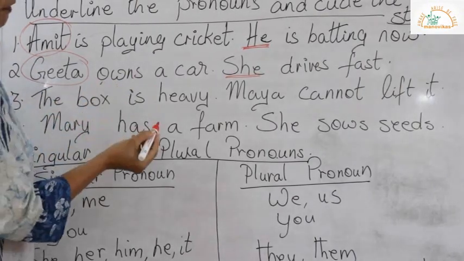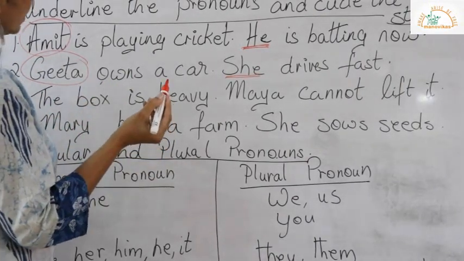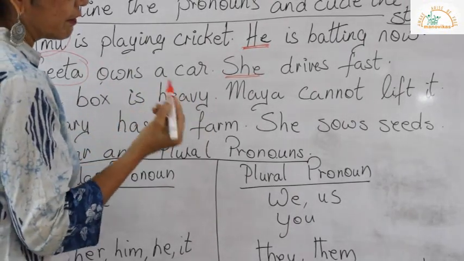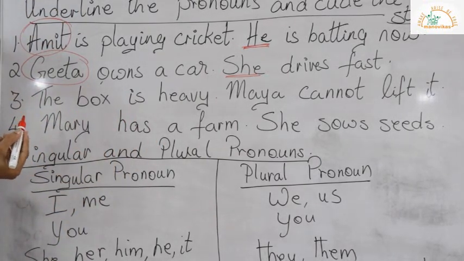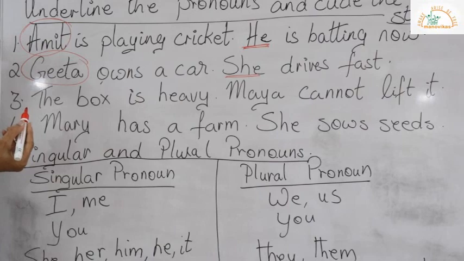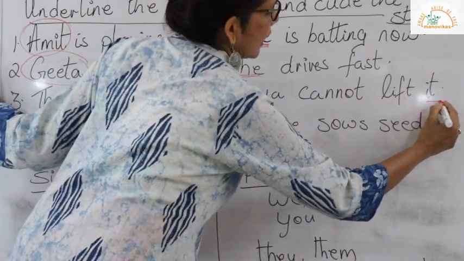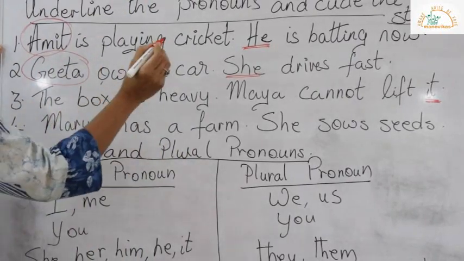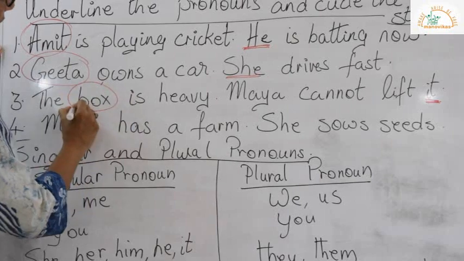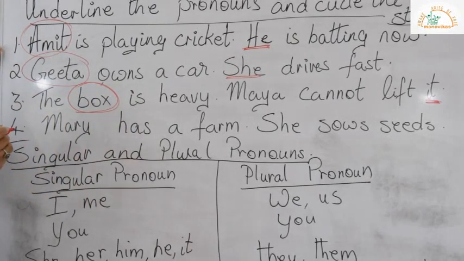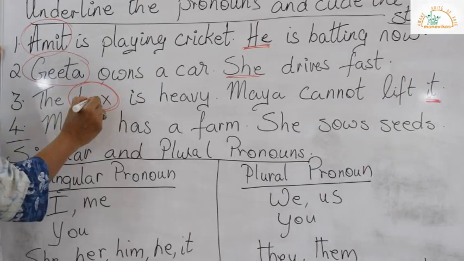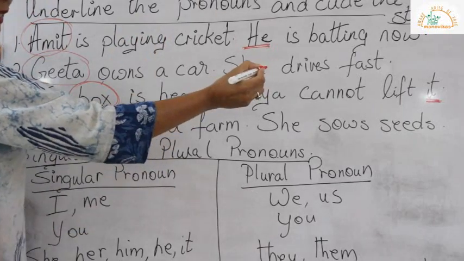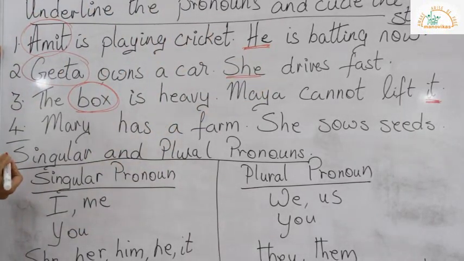The box is heavy. Maya cannot lift it. What are we talking about here? Which is the pronoun here? This is little different. The pronoun here is it. And what is the noun that it stands for? It stands for box. Here we are talking about the box. So what is the pronoun used instead of box? Instead of saying Maya cannot lift the box, we are writing it.